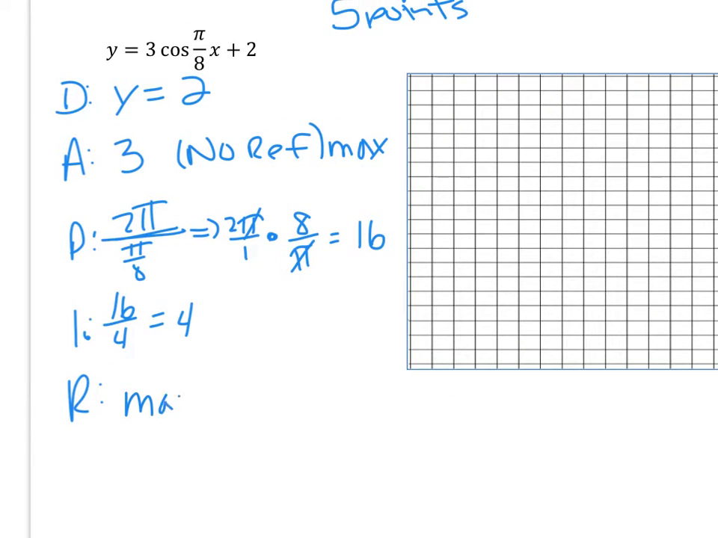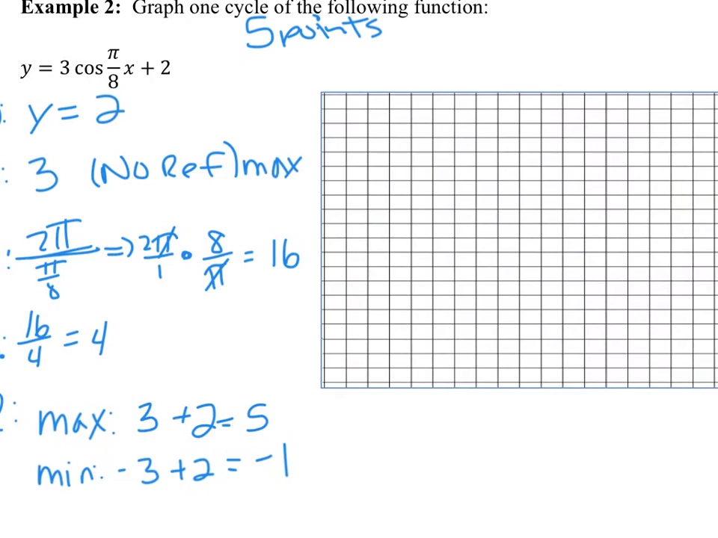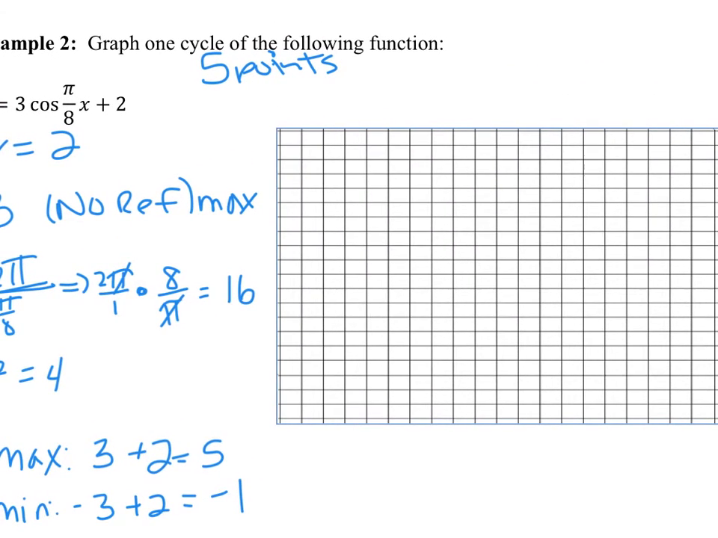The range: the max, the highest value it's going to be, is positive 3 plus 2. And the min is negative 3 plus 2. We're starting at 0. If they say one cycle, they do mean starting at 0. It's understood. That's my y-axis. My max is 5, so I need to have it go a little higher there than I did on the last one.